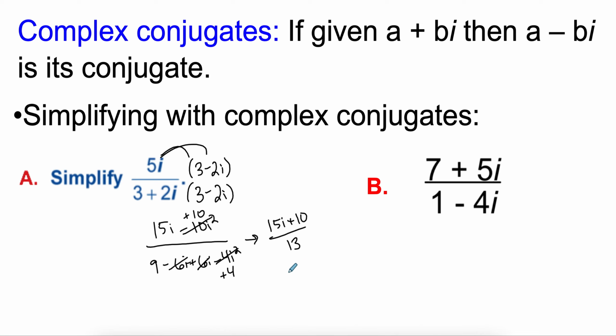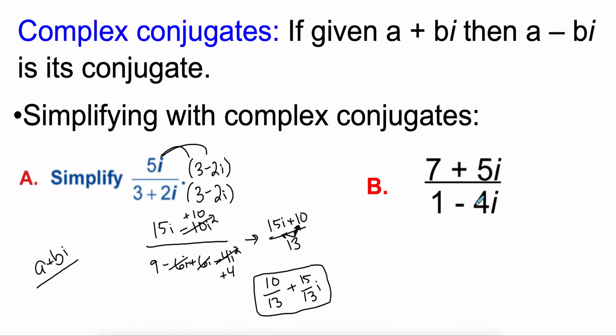All right. So just like the last ones, remember we have to write things in standard form. So we got to have that a plus bi. So we split up the real part first, and then we go to the complex part. So 10 over 13 is the real part, and then 15 over 13 with that I is the complex part. Okay? So that's how we multiply using conjugates.